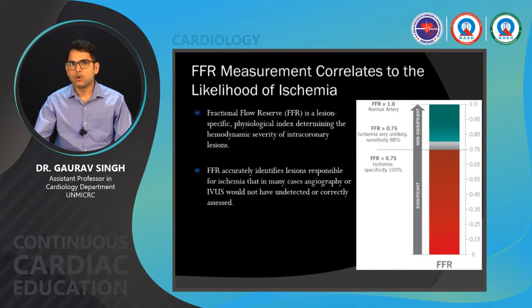FFR measurement correlates with the likelihood of ischemia. So when you get an FFR in a lesion where its value is more than 0.75, you can leave it because ischemia is very unlikely, and it has a sensitivity of 88%. Whereas if you have an FFR of less than 0.75, then ischemia is there, you need to tackle it, and it has a specificity of 100%. So you can see FFR accurately identifies lesions responsible for ischemia that in many cases would not have been detected by angiography or intravascular ultrasound.